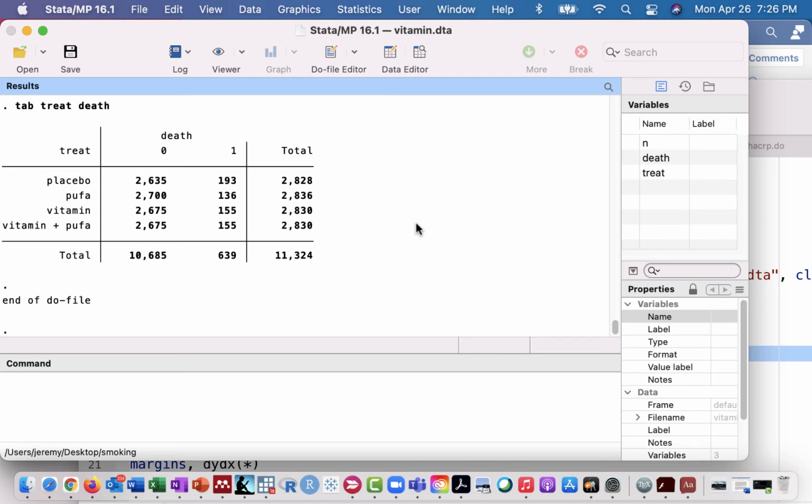By contrast, 2,635 people lived on the placebo, 2,700 people lived on PUFA, 2,675 people lived on vitamin, and 2,675 people with both vitamin and PUFA lived. So most of the people live, some of them die, and the number who die varies by what treatment they received.